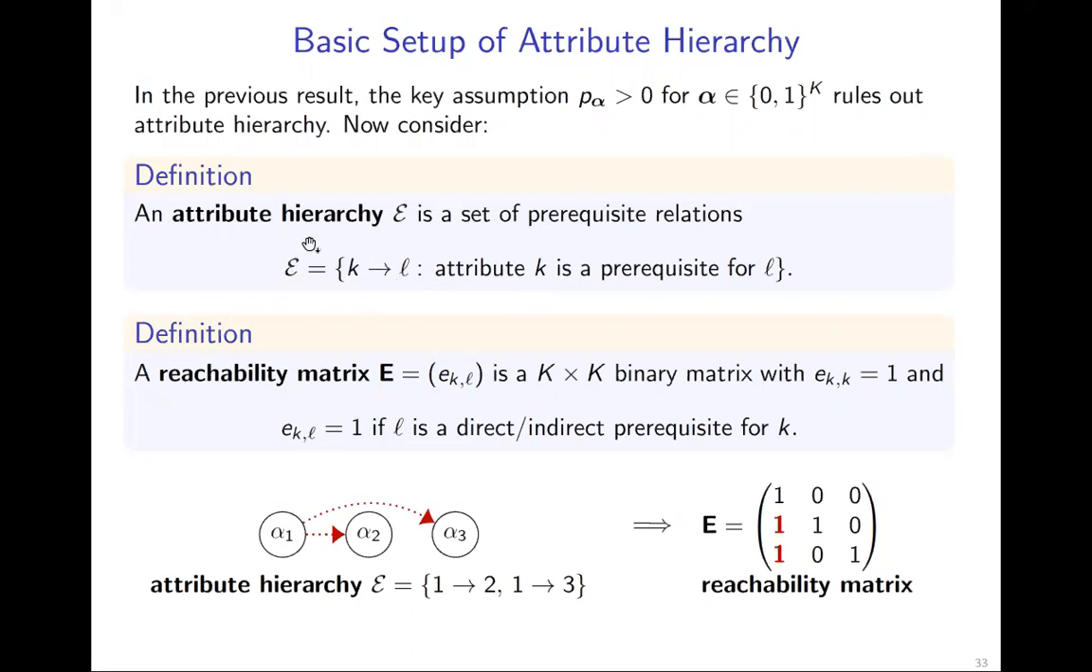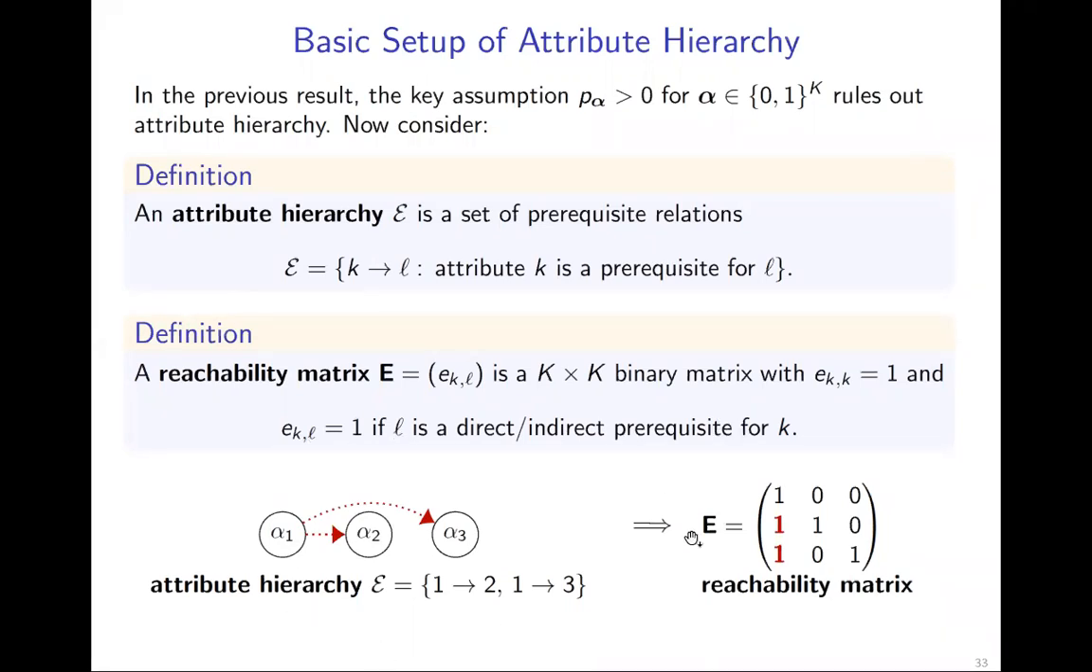And naturally, the attribute hierarchy graph will lead to a concept of the reachability matrix among the attributes. So the reachability matrix is a K by K binary matrix. And it is actually a concept related to graph theory. It has all the diagonal entries equal to 1. And for the non-diagonal entries, the E_KL would equal to 1 if L is a prerequisite for attribute K.